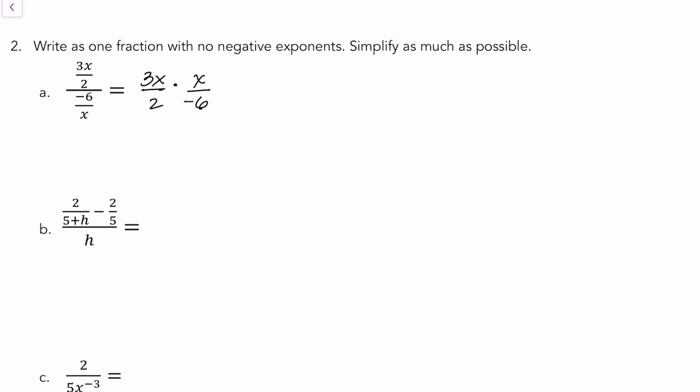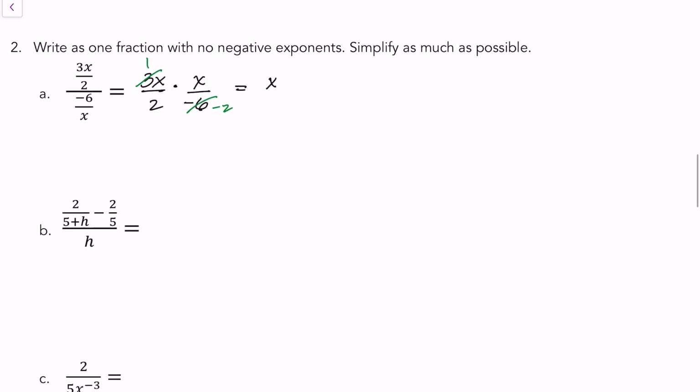Okay. And now if you notice, 3 and 6 have a common factor of 3. Okay, so this becomes negative 2. This becomes 1. And this is actually x divided by 2 times x divided by negative 2. All right, and we can simplify this as x squared divided by negative 4. And that is our solution.